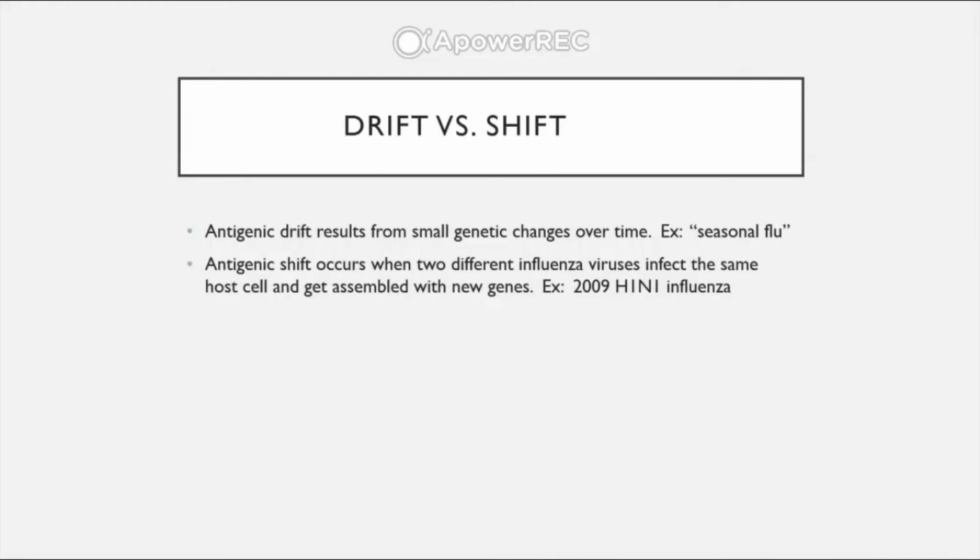So this slide summarizes those two different processes. Again, the antigenic drift results from small genetic changes over time, like the seasonal flu. Antigenic shift occurs when two different viruses infect the same host cell and get assembled with new genes. An example of this was the 2009 H1N1 influenza, which combined hemagglutinin 1 and neuraminidase 1 from two different viruses into one flu virus.